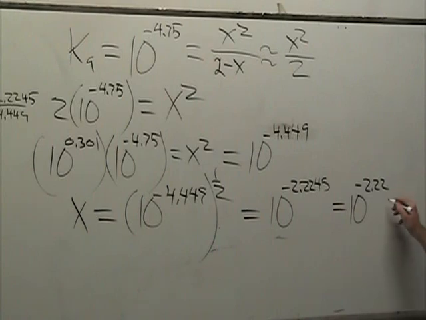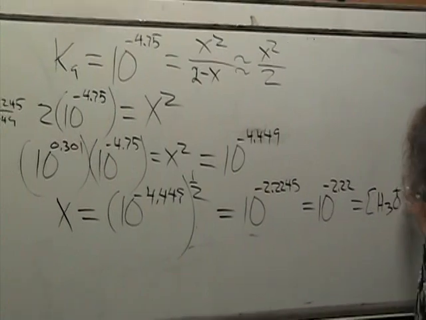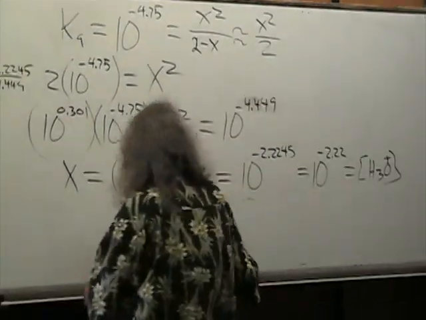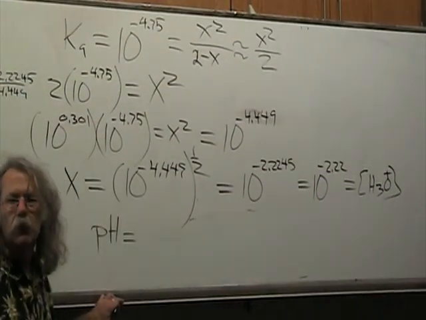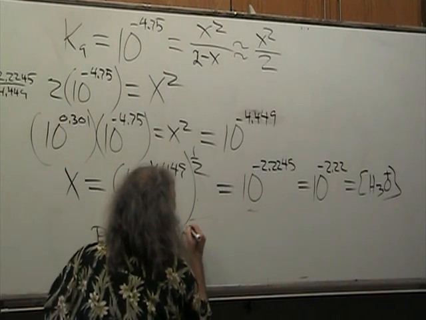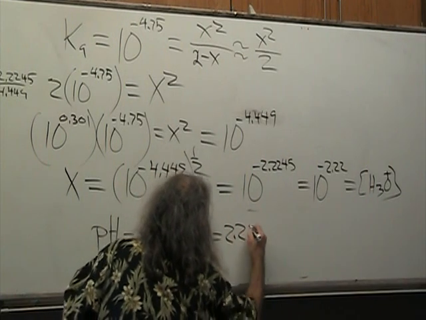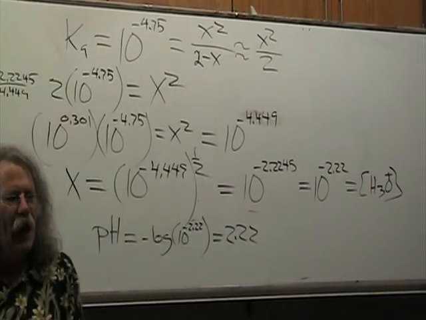And that's equal to the hydronium ion concentration. And therefore, pH is equal to what? Negative log of 10 to the minus 2.22 equals 2.22. Okay. And that's problem A.